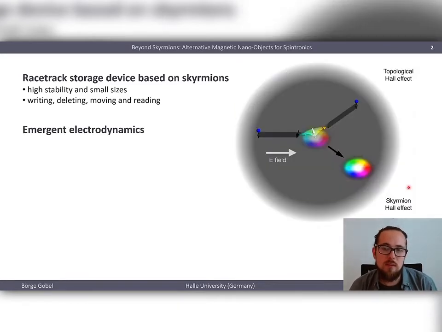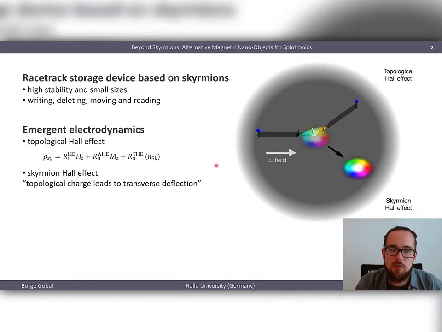Besides that, the skyrmions are very interesting because of their emergent electrodynamics. Here we have the topological Hall effect and the skyrmion Hall effect. For the topological Hall effect, you have the electrons and their spins moving through the skyrmion texture. Since the spin reorients upon traversing this texture, the electrons will accumulate a Berry phase and they will be deflected by the corresponding magnetic field, which is proportional to the density of the skyrmions in your sample.